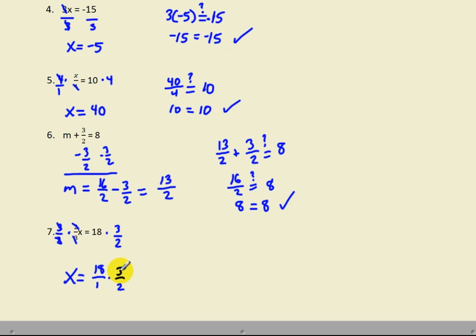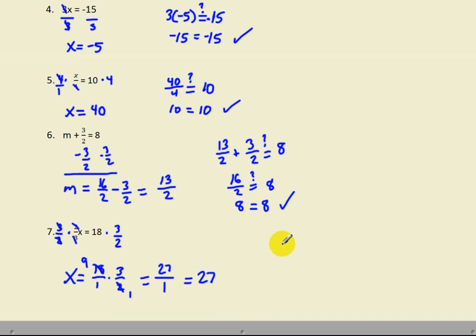You can either multiply this out and get 54 over 2, or recognize that 2 and 18 give us an opportunity to do some canceling. 2 goes into 2 once, 2 goes into 18 9 times, so we end up with 9 times 3 is 27 over 1 times 1, which is 1, or in other words, 27.